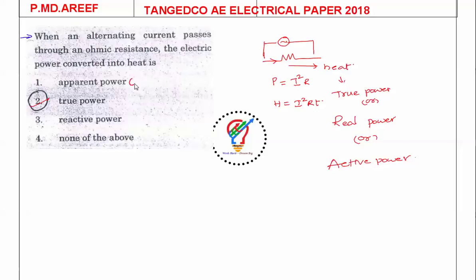So apparent power means it is S, reactive power means Q, true power means P. So if they ask about the relationship between these things, we can write it as S is equal to square root of P square plus Q square. Okay, next question.